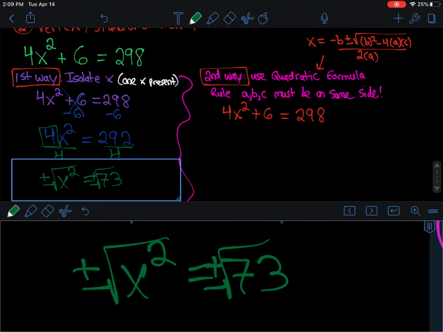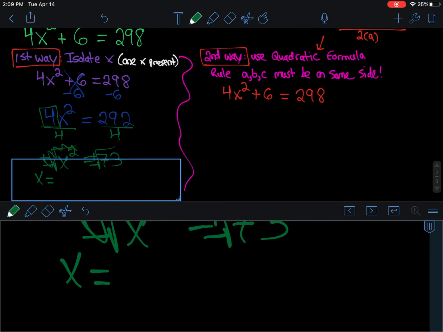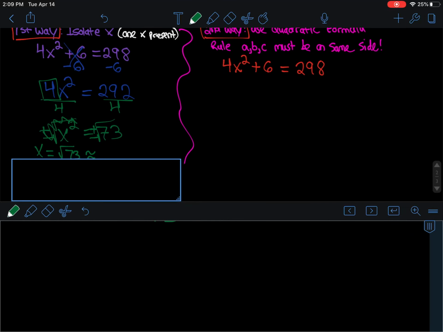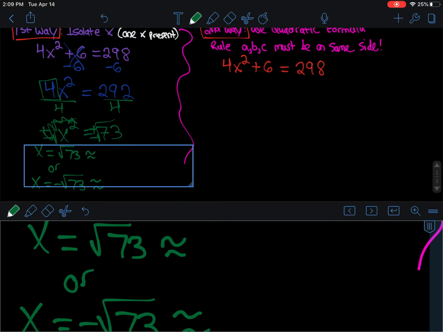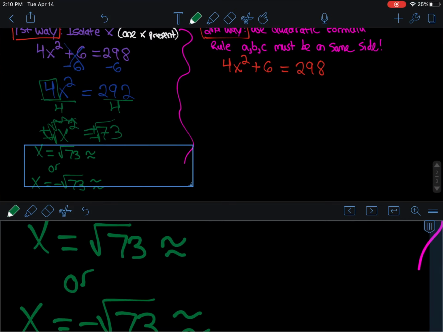If you want the exact answer, it'd be x equals the square root of 73, or x equals negative square root of 73, which is going to be about, because we're about to round that. Now you can go to decimals.com and plug it in. I already plugged it in. The square root of 73 is about 8.54 if I round it to 2 decimal places.